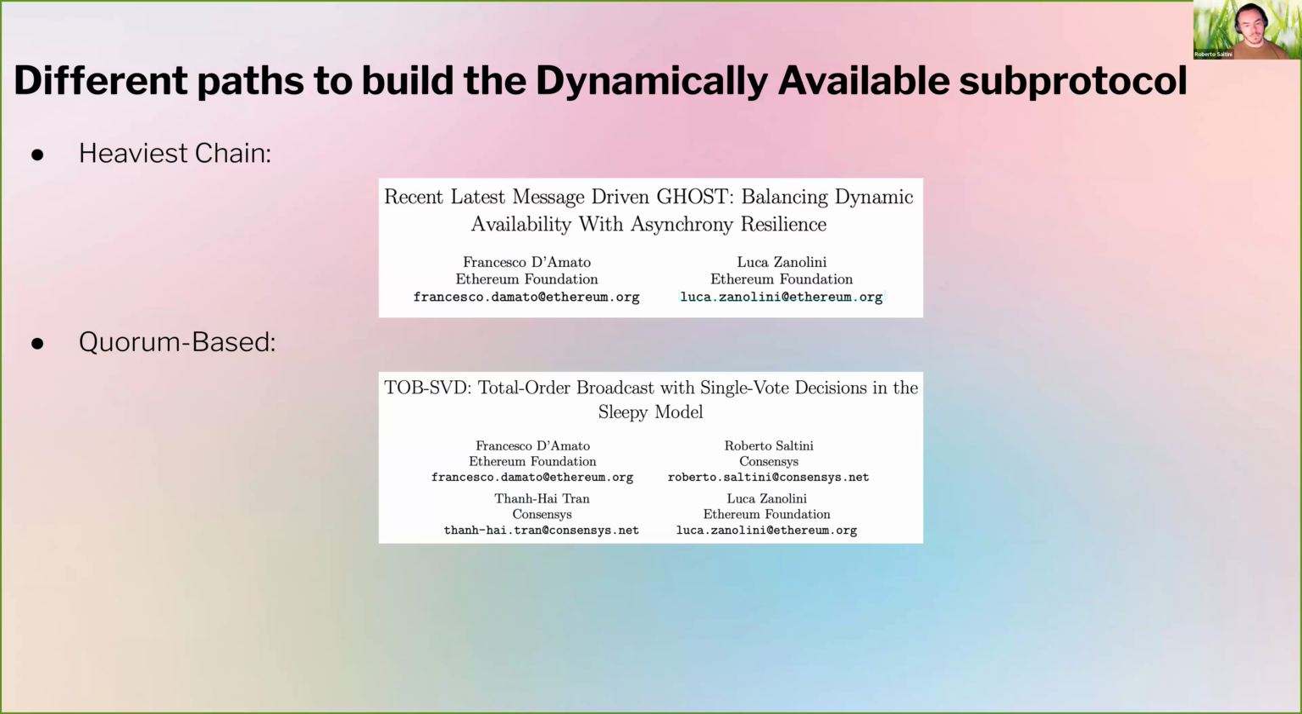As you can see from here, we considered in our work potentially two different kinds of dynamically available protocols. One is, let's say, based on the heaviest chain concept, which is very similar to the current LMD protocol that is used by Gasper. And the other one is a quorum-based dynamically available protocol. Now, quorum here does not mean 2/3 of the validators. It's a dynamic quorum because, as Luca said, we are in a setting where some validators might crash, might go asleep. So the quorum must adjust based on the perceived level of participation.